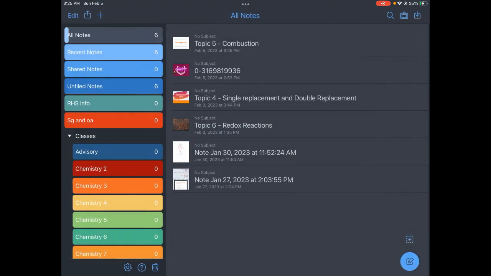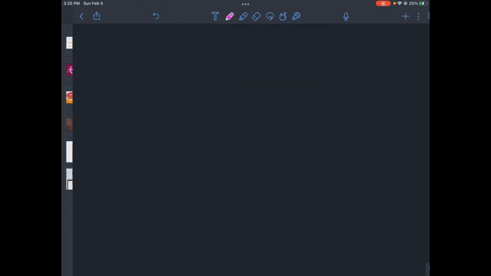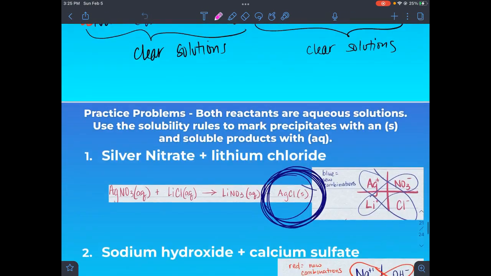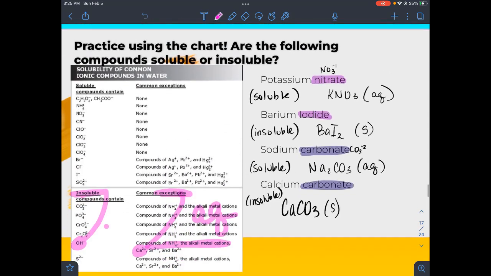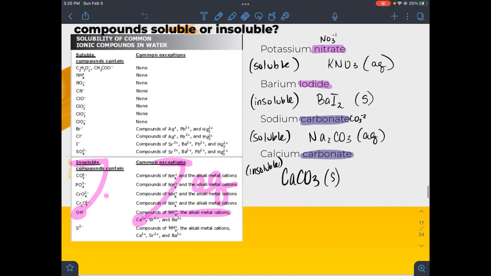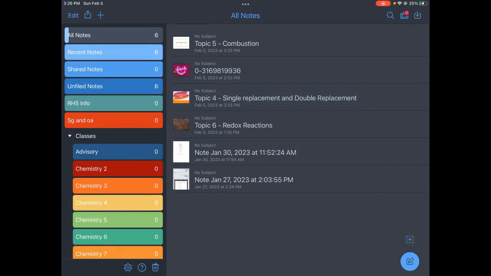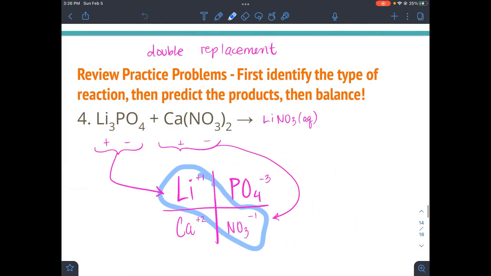Let me see if I can find that really quick. I have it right here, the solubility chart. Okay, so I was looking at lithium nitrate. I'm going to highlight. Nitrate is right here. It is soluble with no exceptions. So lithium nitrate is definitely soluble, and we label it with an AQ.